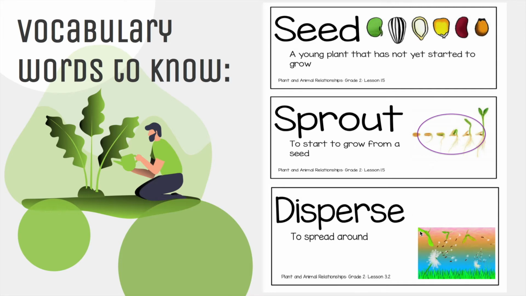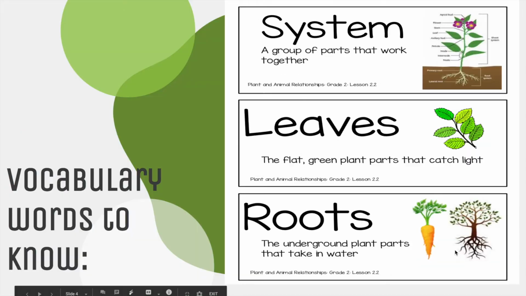Disperse means to spread around. So if you take a look at all these seeds, they're spreading and they're scattering all around. System is a group of parts that work together. The plants are a system because each part of the plant works together, just like our body. Our body's a system. We have different body parts that work together.